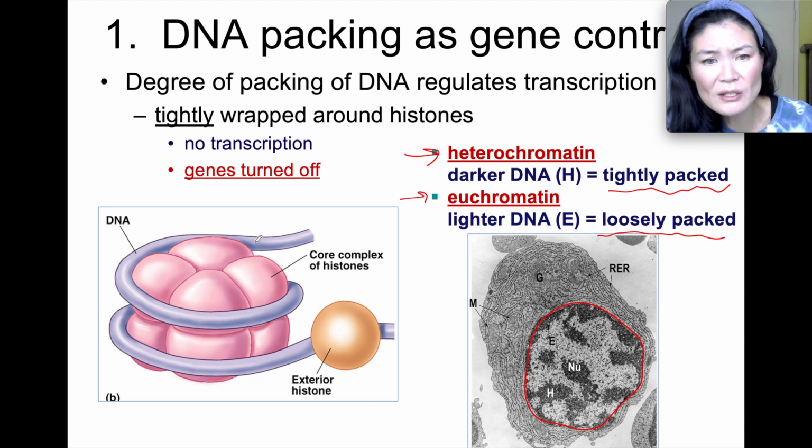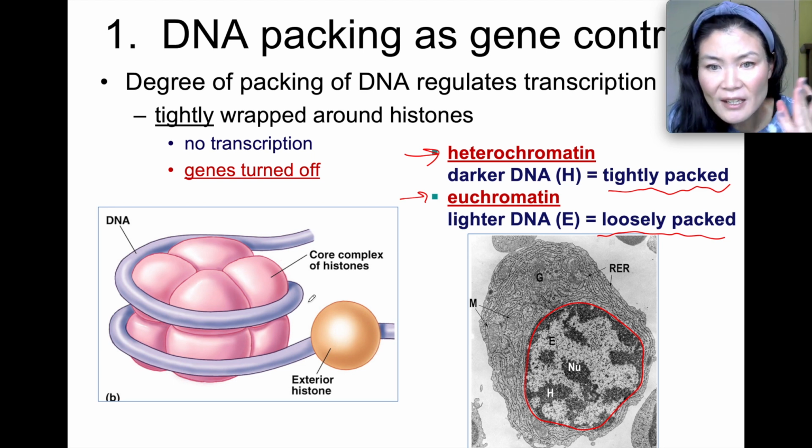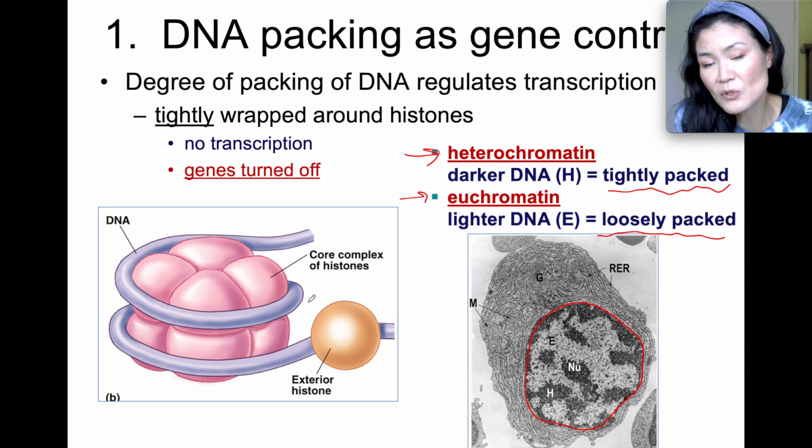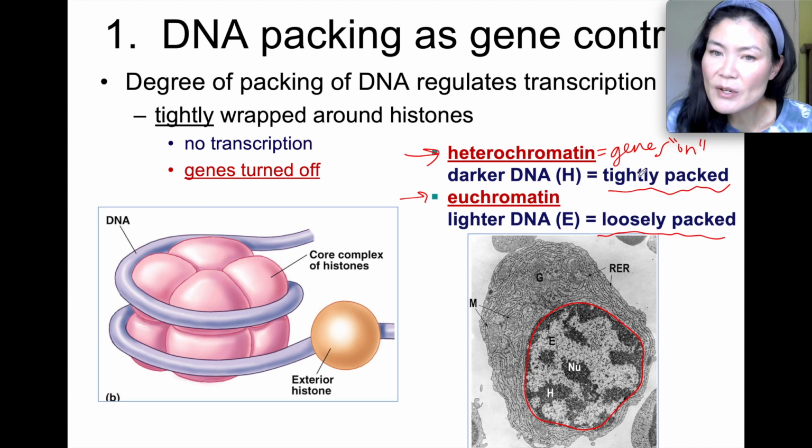If DNA is loosely coiled or loosely packed, then the RNA polymerase can get in there, can access the DNA and access the genes, and transcription can take place, okay? So heterochromatin, those are where the genes are on, okay? So the genes are on because RNA polymerase can access those genes. They're not so tightly wrapped around the histone proteins. They're not tightly packed together.